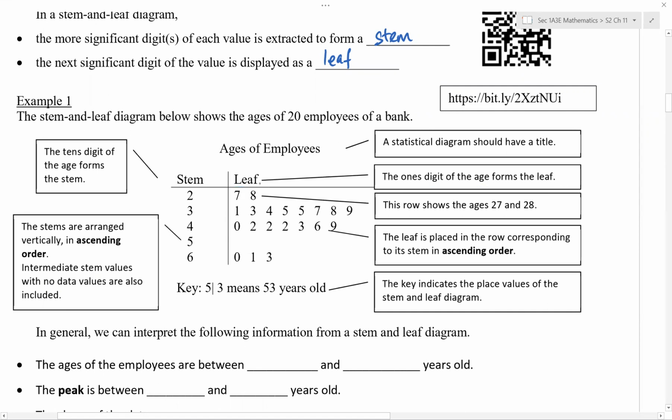Now let's look at the first row. We've got 7 and 8 over here. It implies that there is somebody who is age 27 in this bank, and there is another person who is age 28 in this bank. You notice the arrangement for the leaves also. They're arranged in ascending order. Smallest values are closer to the stems. The largest digits are further away from the stem.